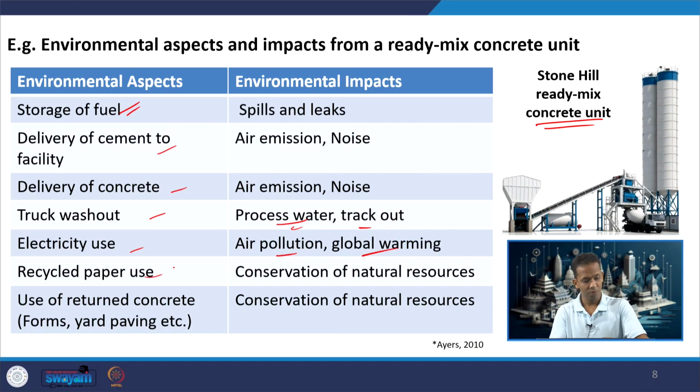Recycled paper use, see recycled paper, if we use recycled paper, it is an aspect, but it is going to have a positive impact on environment, which is conservation of natural resources. Similarly, if we recycle concrete or whatever concrete is returned, we use it again, it will lead to conservation of natural resources. So, as you can see, impact can be adverse or beneficial, and aspect can be any element associated with the product, process or activity of an organization.